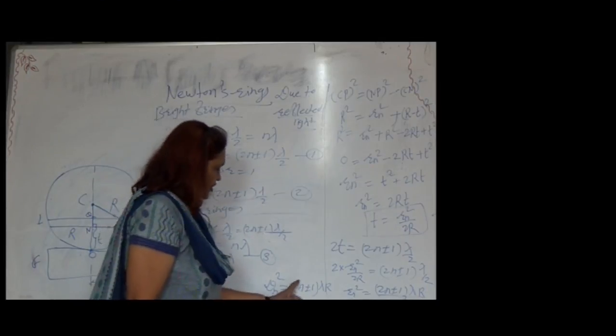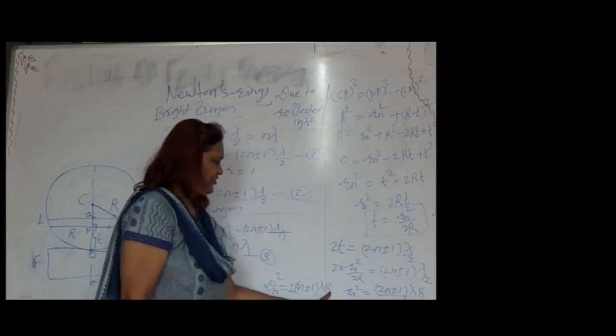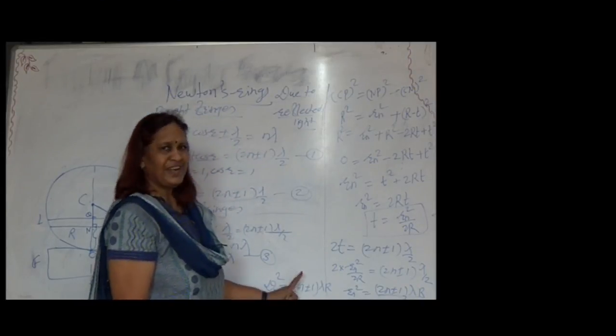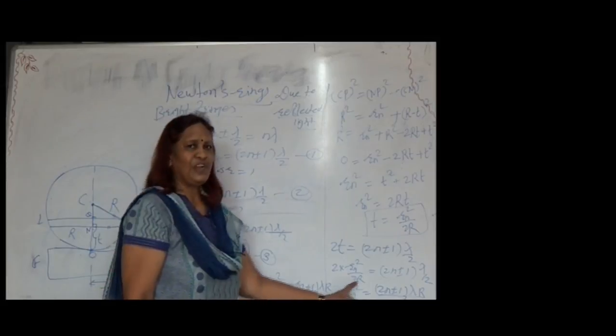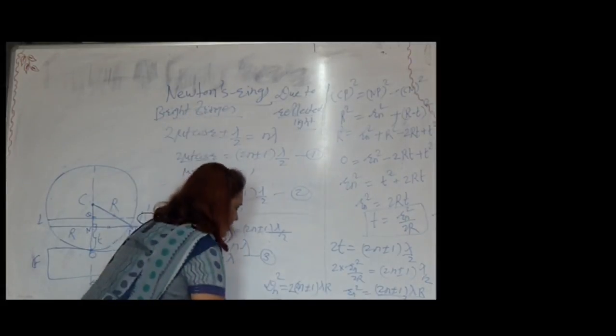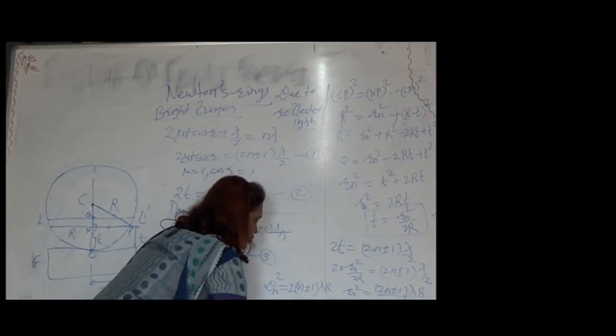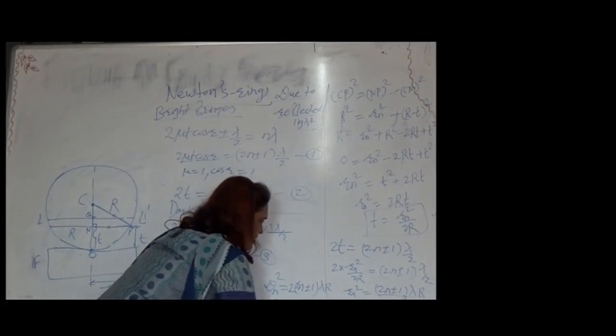Now here the whole factor lambda is constant, R is a constant, and the only varying factor is n, which starts from 0, 1, 2, 3, 4. So we can consider dn is equal to the square root of 2n plus or minus 1 lambda R.